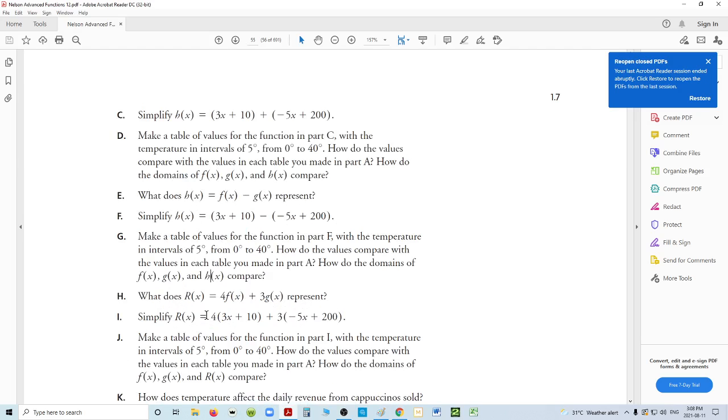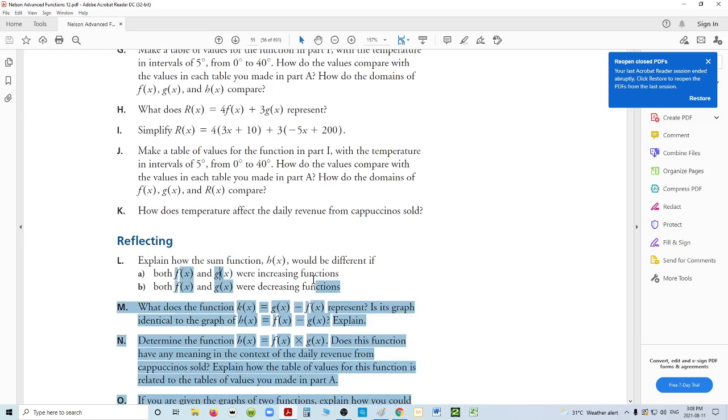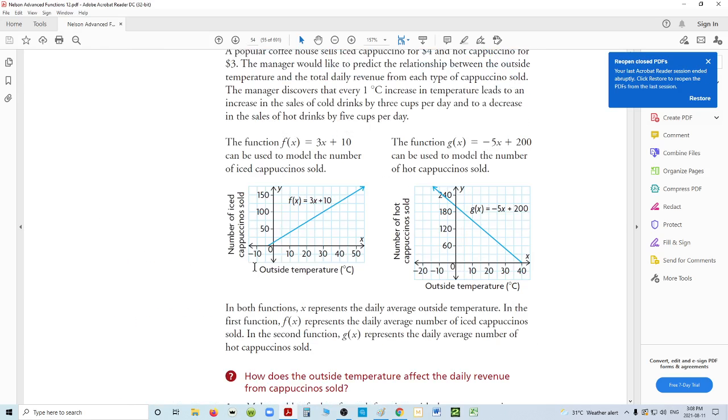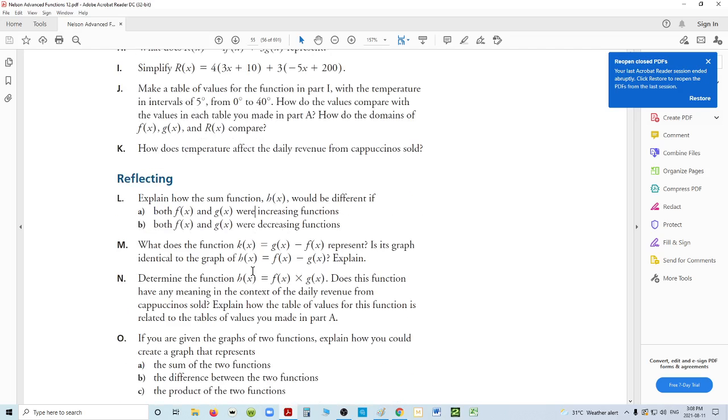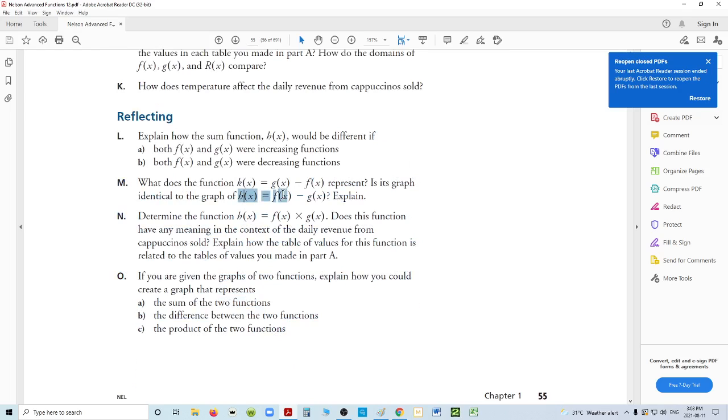And then they ask you to study it. Desmos is great here. Explain how the sum function would be different if they were both increasing or both decreasing, which means you're essentially selling a drink that goes down as the temperature goes up or goes up as the temperature goes up, which just means you're going to sell more and more drinks the hotter it gets or the colder it gets, depending whether it's decreasing or increasing. The increasing ones would sell more and more as the temperature goes up, and the decreasing would sell more and more as the temperature goes down. What does that represent? We sort of answered it.